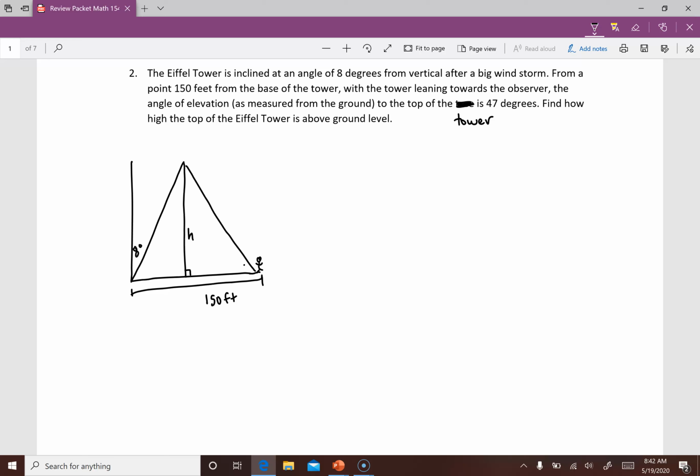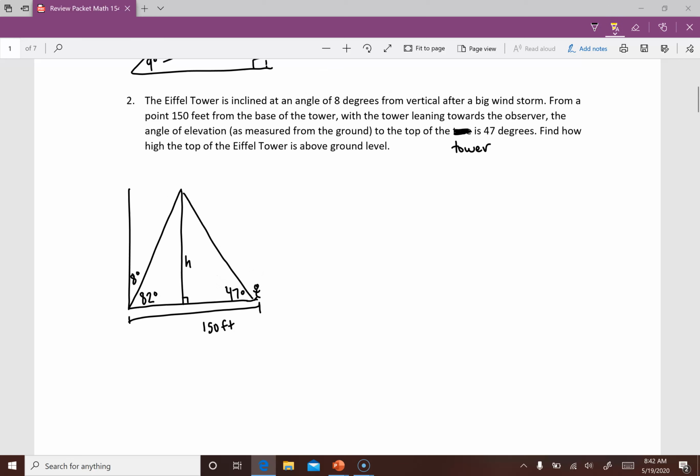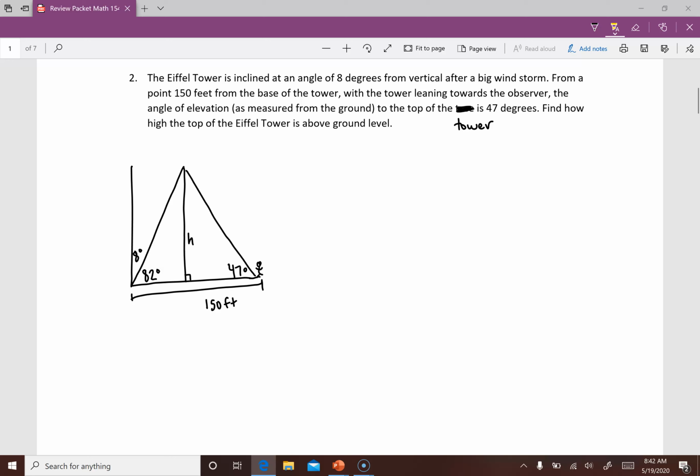All right, let me make this a little bit clearer. 47 degrees. All right, so now we need to start filling in this triangle, and we know that if this is a right angle right here, which it is because it's the vertical line, we know that we can do 90 minus 8 degrees and we get 82 degrees for this. Okay, and then you see that we have, can I change colors here? Yeah. We have a triangle right here with angles 82 degrees and 47 degrees.